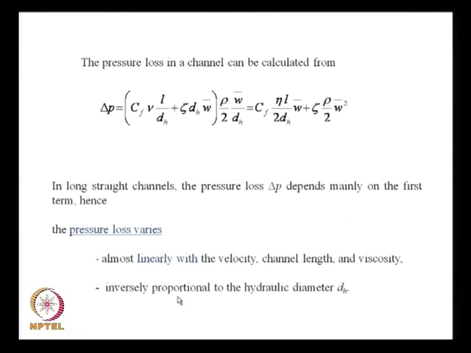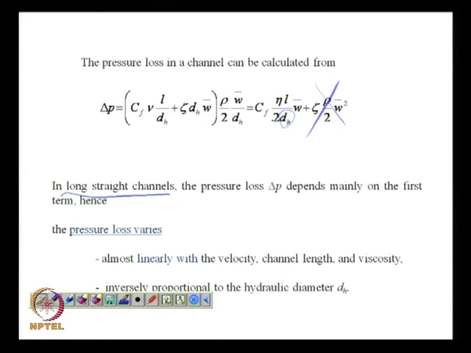One can rewrite this expression, and let us say that we have a situation in which the flow is through long straight channels. So, the effect of this term is negligible, and you can see that the pressure loss changes almost linearly with velocity, linearly with viscosity and with the length, but inversely with dH. So, the smaller the value of dH, the higher the pressure drop you are going to get.